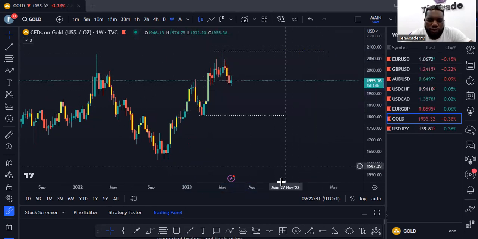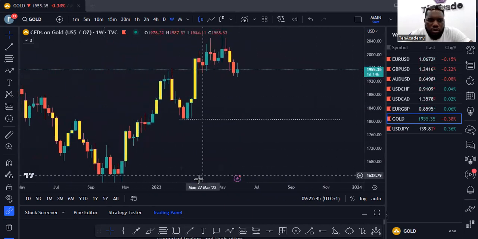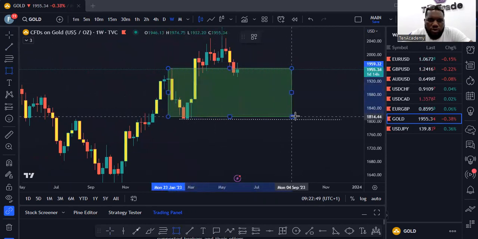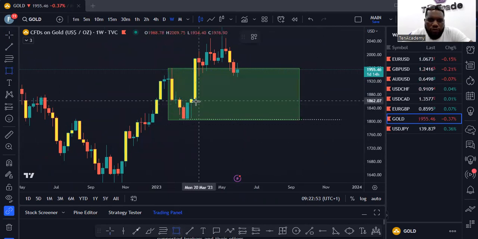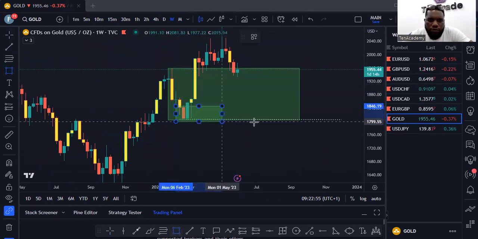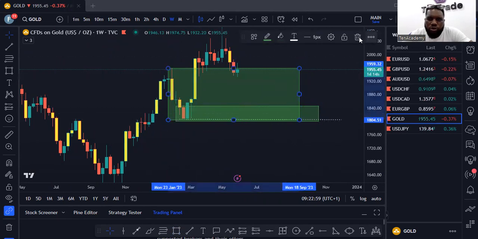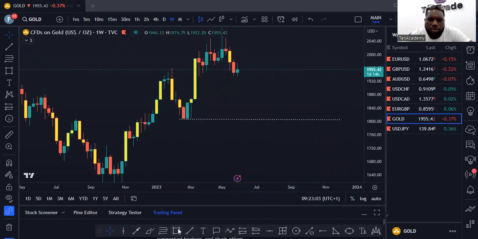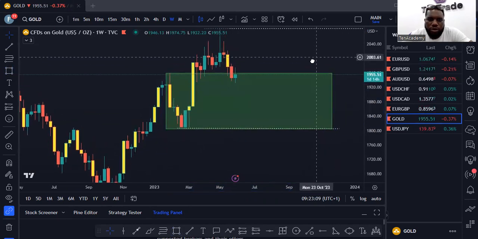What do we also have? All of this zone right here is a demand zone. What do we also have? We also have imbalance here. We have standard order block here. So two things can happen on gold. Gold has tapped into this demand range right here.